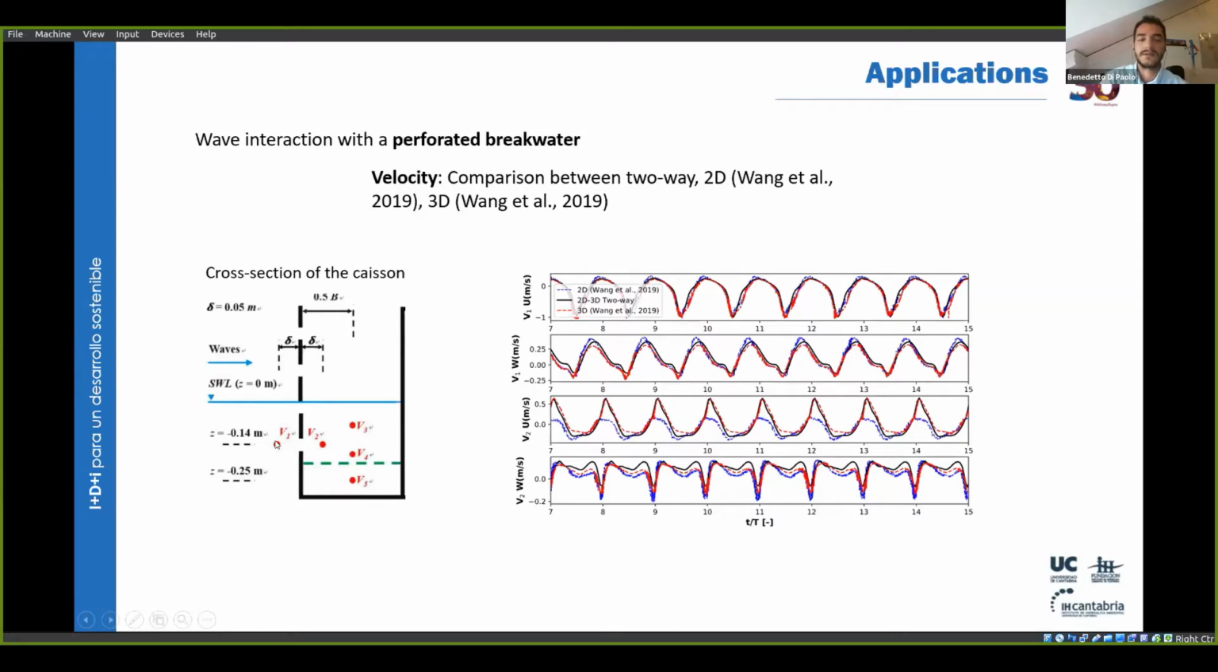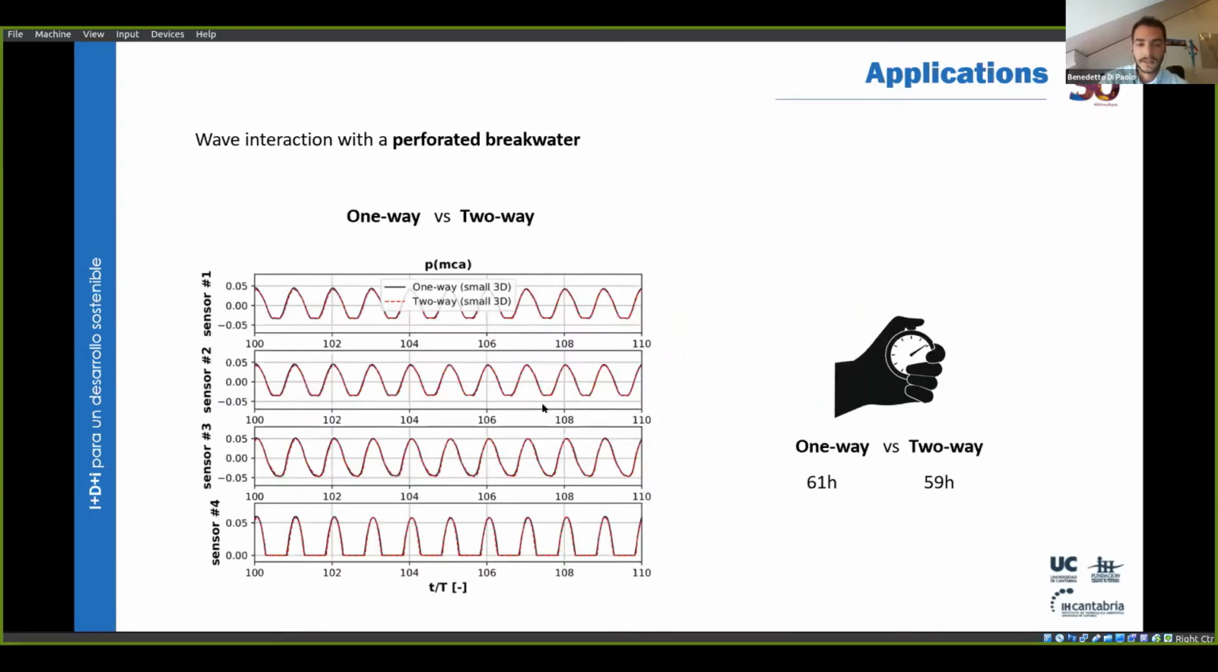We measure velocity at points V1 and V2, and we also compare the horizontal and vertical velocity for the cases we simulated. Good comparisons are shown here. The results were always below 10% error. We also performed a comparison between a one-way simulation and a two-way one.